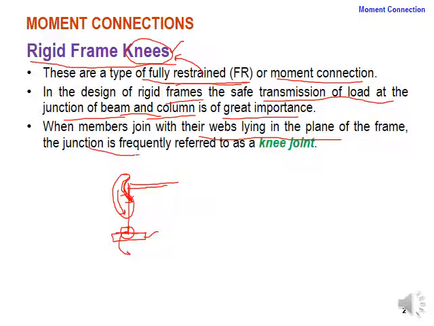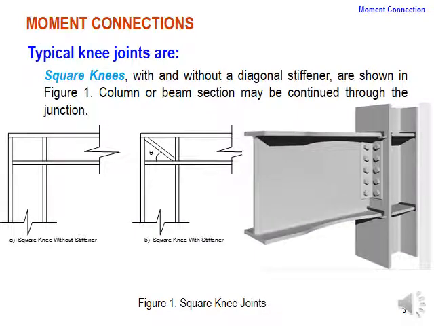Here, when the members join with their webs lying in the plane of the frames, the junction is frequently referred to as a knee joint. In the coming slides, we will discuss with the help of figures how knee joints can be provided within the rigid frames.